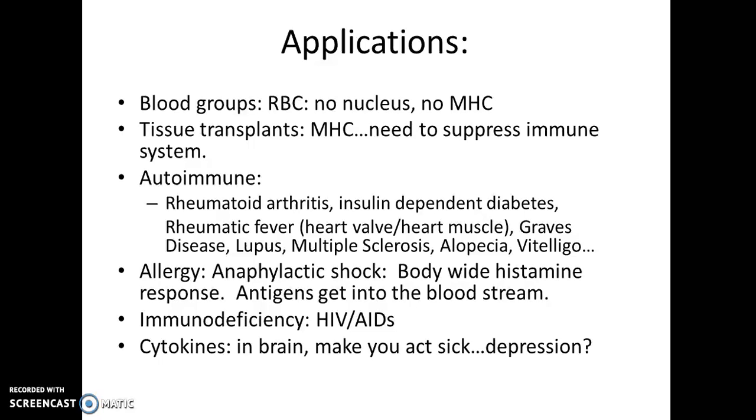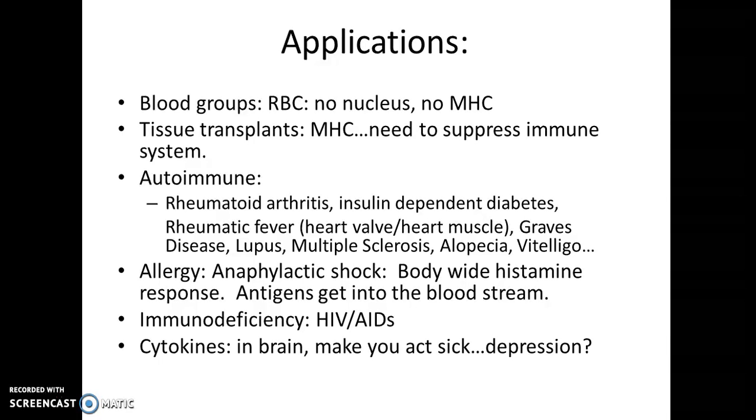So that's the next one, tissue transplant. The MHCs are going to cause the body to respond to it with the immune system. So you need to suppress the immune system for the entire life of the individual. And that can be done with cyclosporin, which is produced by fungus to suppress the immune system.